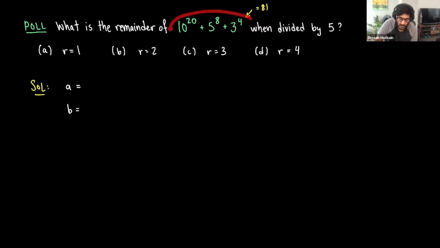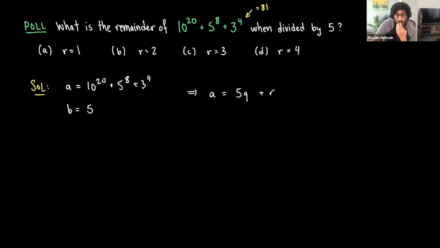A should be this number, 10 to the power 20 plus 5 to the power 8 plus 3 to the power 4. What should B be? Yeah, I'm dividing by 5. So let's divide out by 5. Now I want to write A equals 5 times Q plus remainder, right? So how can I do that? What's the Q and what's the R? And remember, I need R to be between 0 and 5, right? So R is 0, 1, 2, 3, or 4.